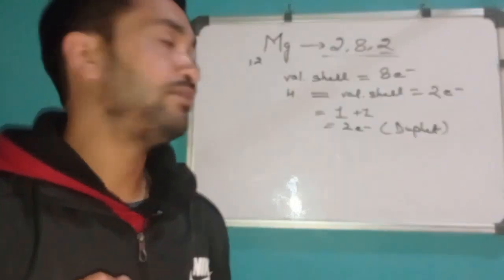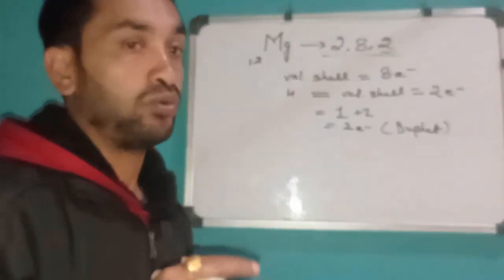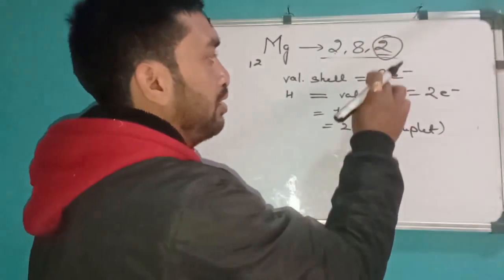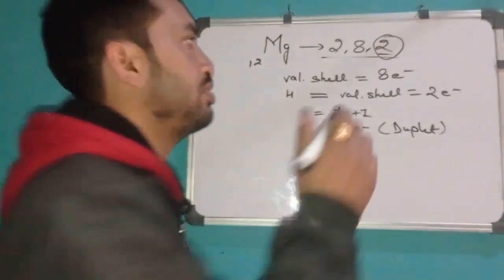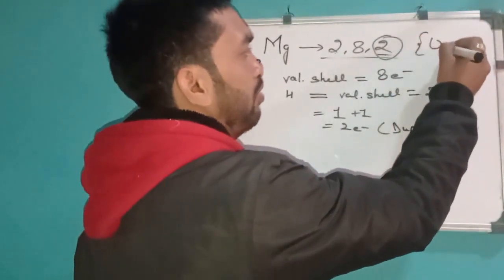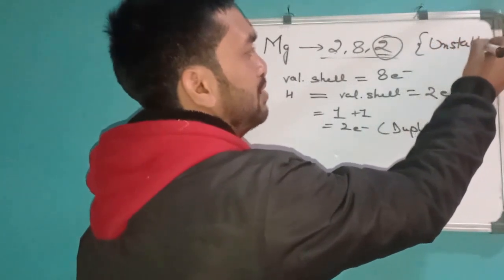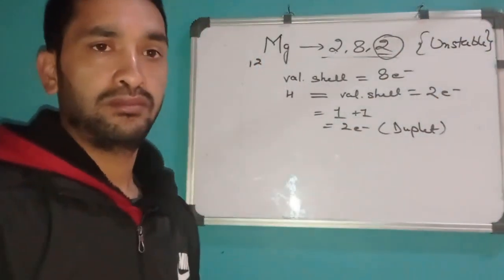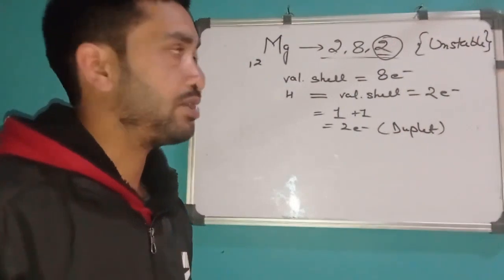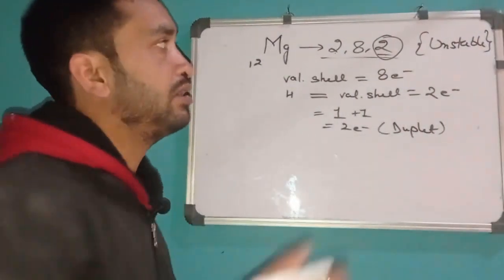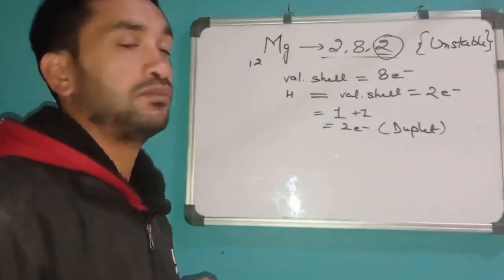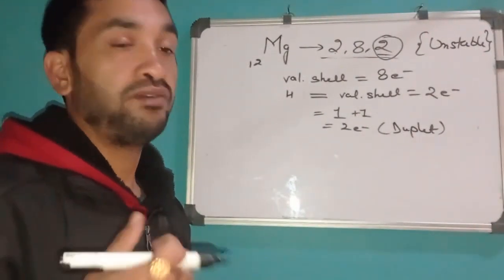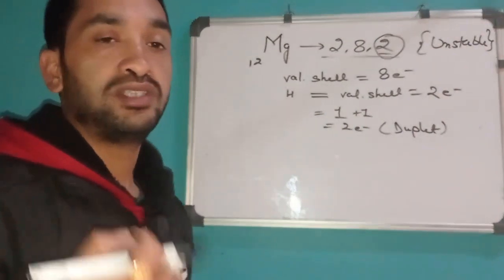But what about magnesium? 2, 8, 2. See, the valence shell does not have 8 electrons. So without thinking that much, simply write this particular element is unstable. It doesn't matter what that element is. If it does not have 8 electrons in the outermost shell, other than duplet, other than the K shell, then you will say it's unstable.